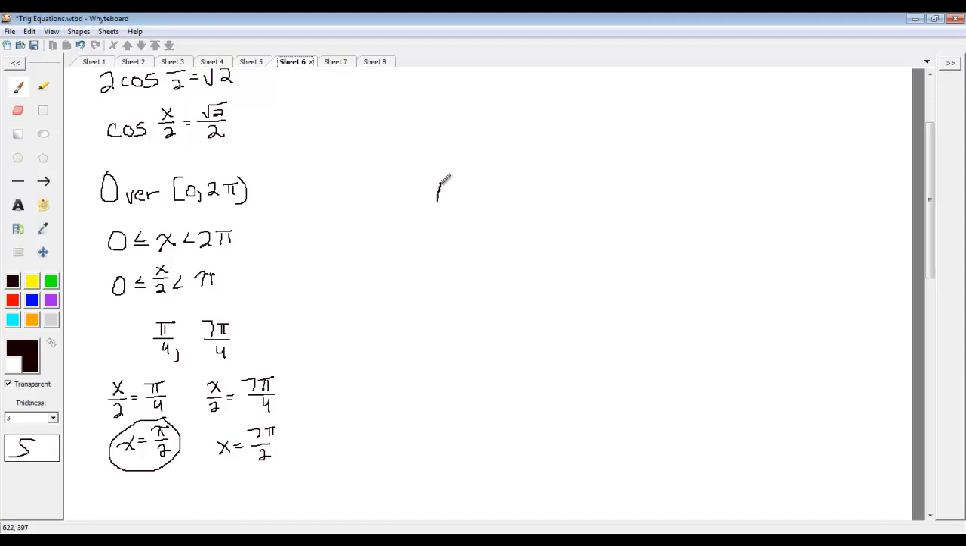But if they ask us for all possible solutions, then we'll use these. We'll use not only the pi over 2, but we'll use the 7 pi over 2. Because all possible solutions, go ahead and look around your unit circle all the way around, 0 to 2 pi, see what values you got, and then use those. Use those and see where you can go with them.